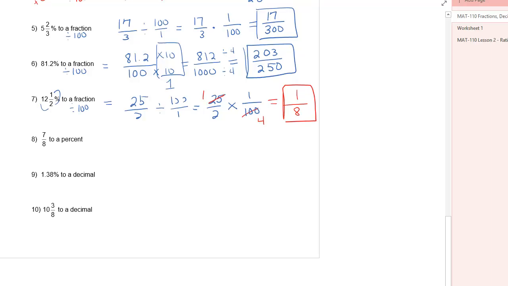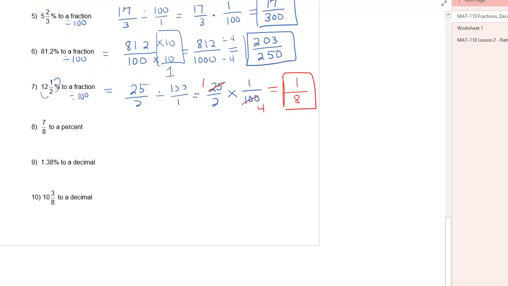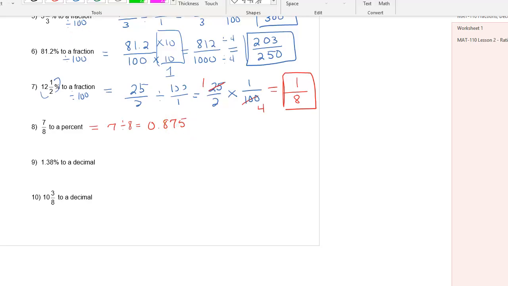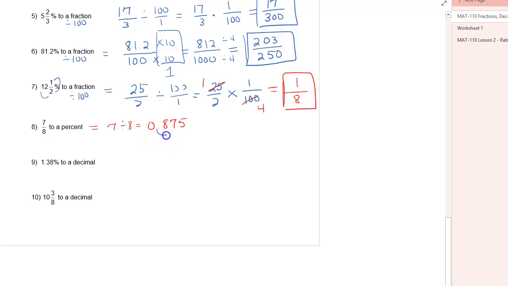There are several things we can do for number 8. I think the thing that students are most often going to do, though, is in your calculator, you would do 7 divided by 8, and that's going to give you 0.875. Then, if we want to change that to a percent, remember we move the decimal 2 places to the right, which will give us 87.5%.